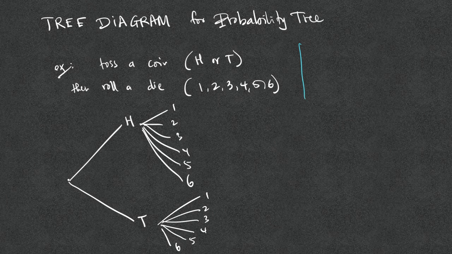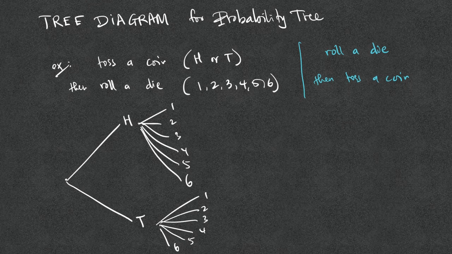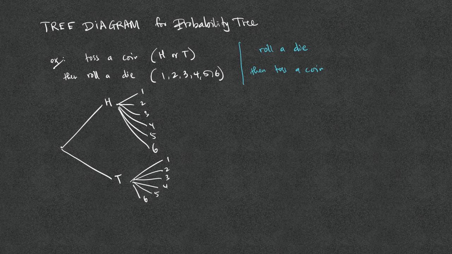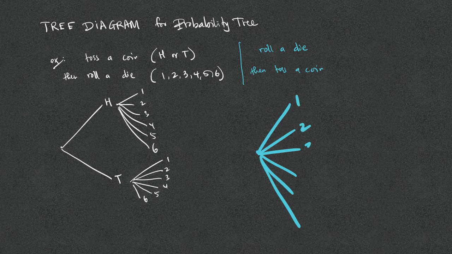Now, suppose we roll a die first and then we toss a coin. Now this time, the first event, rolling a die, has 6 outcomes. And so to draw the tree diagram, we would have to draw 6 branches from the same origin, and we label these outcomes 1, 2, 3, 4, 5, 6.